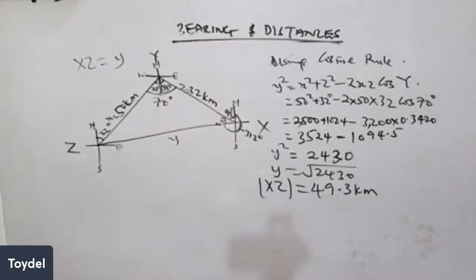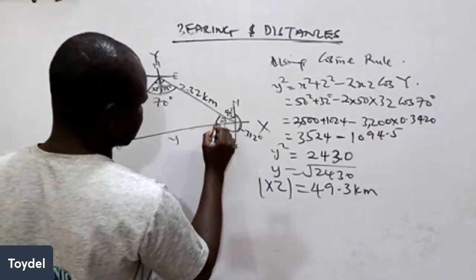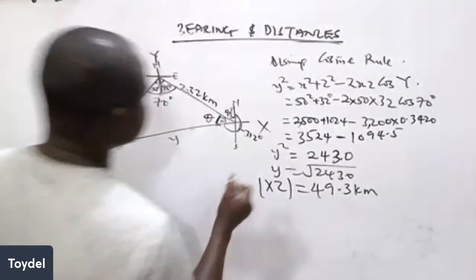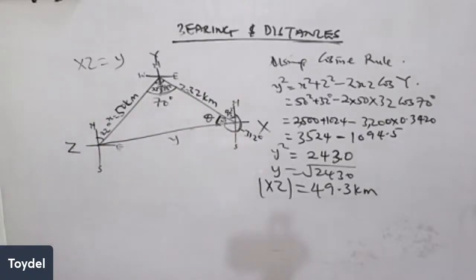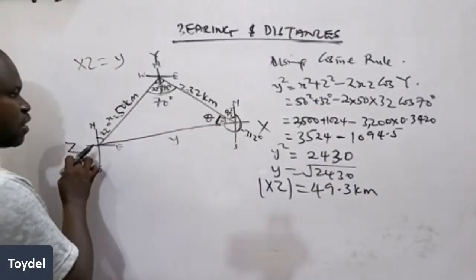Then another question is that we should find the bearing of z from x. So how do I get the bearing of z from x? For me to be able to get it, I must know this angle. Let's call it alpha. If I know this angle, I'll remove it from 320, then that's going to give me the bearing of z from x. Without that, there's nothing I can do. Let me call that angle theta. Without knowing angle theta, I cannot know the bearing of z from x.